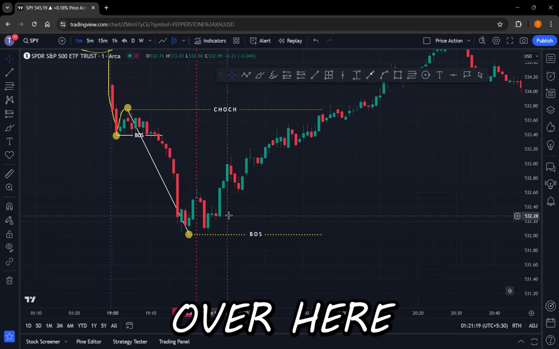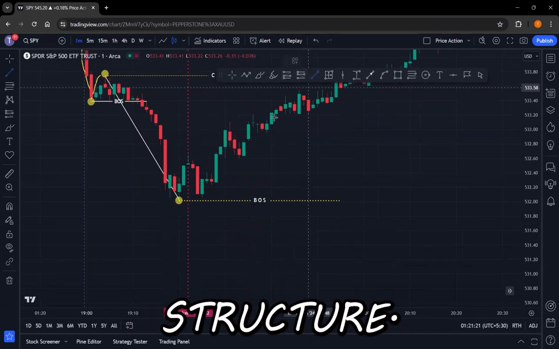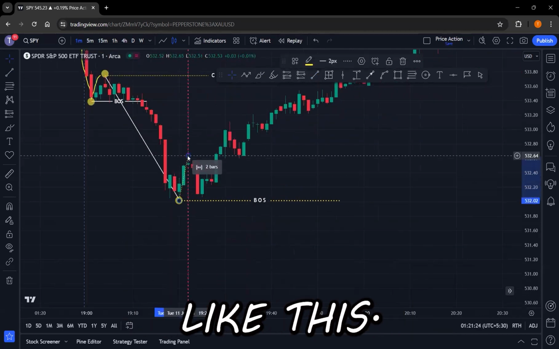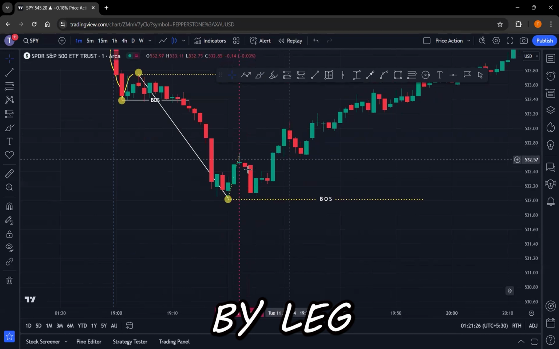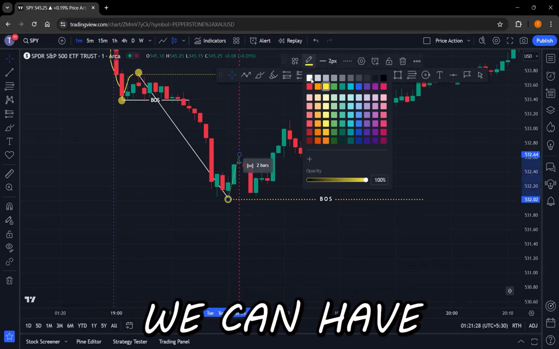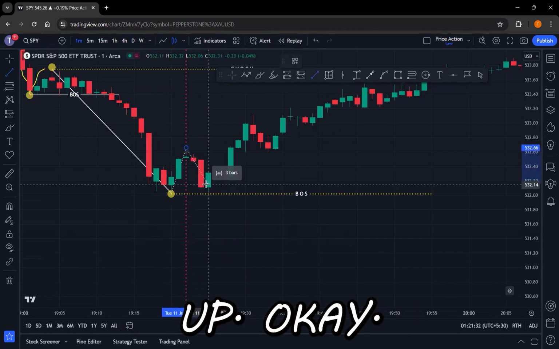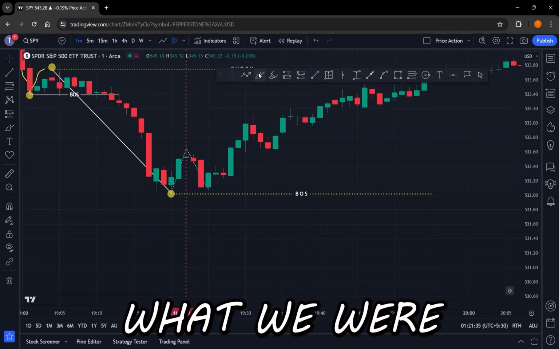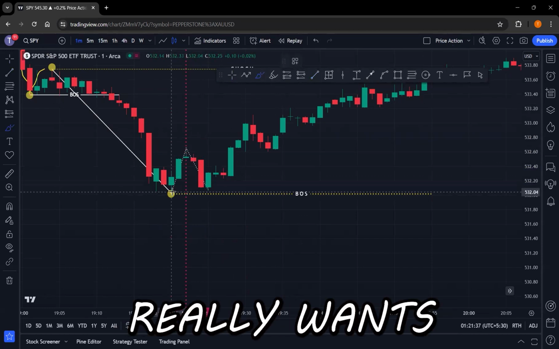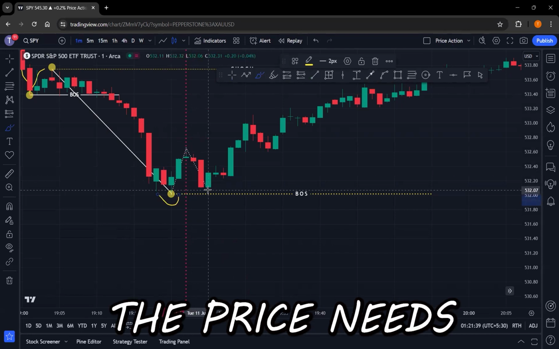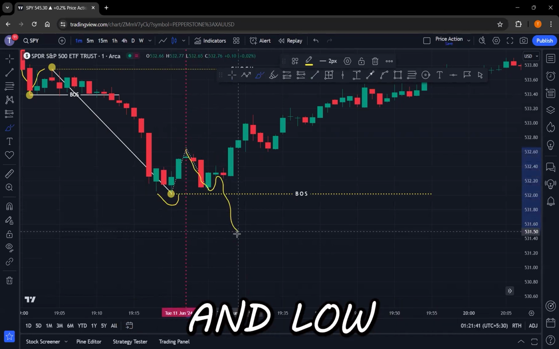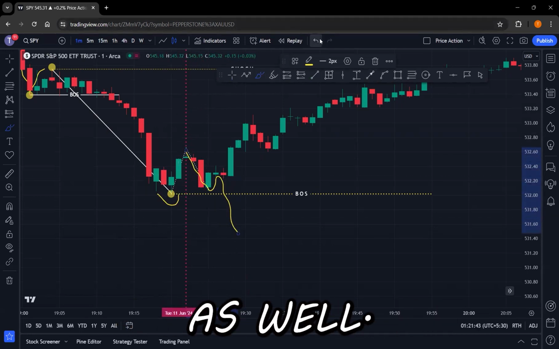So what happens over here is that we have to understand the internal structure. Price created something like this. Internally, the price created a first buy leg like this. I'll change the color so that we can have a proper understanding. Let's make it white. And from this white, the price actually went down. Now what happened over here? What we were expecting is that if the price really wants to take this support down, then it needs to create a series of lower highs and lower lows in the internal structure as well. But that didn't happen.